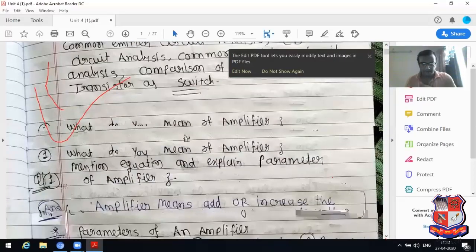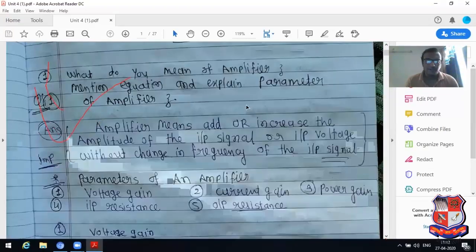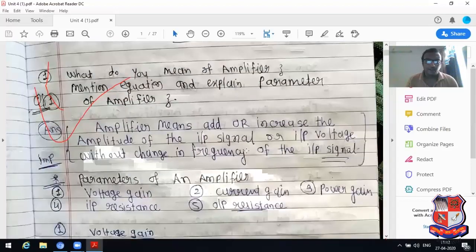What do you mean by amplifier? Mention the equation and explain the parameters of amplifier. Amplifier means what? What is the simple meaning of amplifier? Amplifier simply means to increase the amplitude.